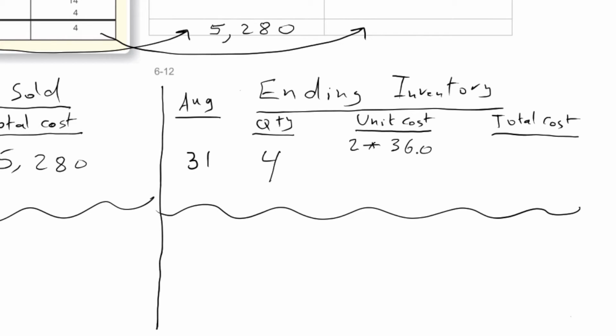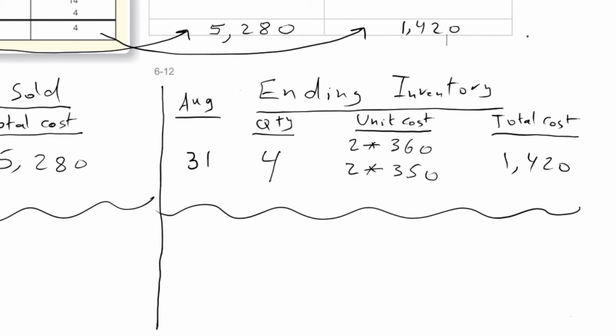And then the other two that I still have available are the very first 2 units that I had at the beginning of the month. Those 2 units we did not sell yet because we sold the later ones first. So I still have those 2 units from August 1st, and the cost per unit is $350. If you do your math, that will give you a total cost of $1,420. So at the end of the month, $1,420.